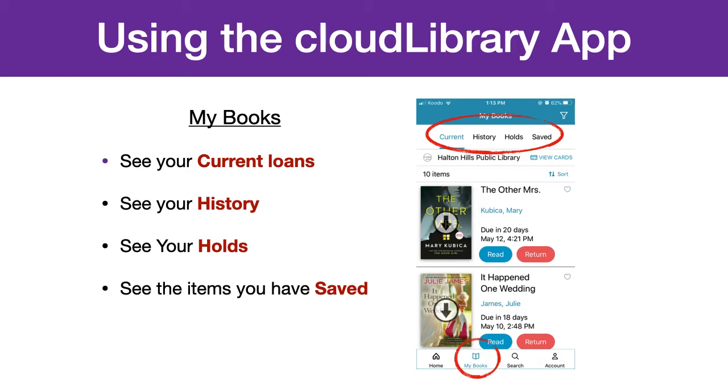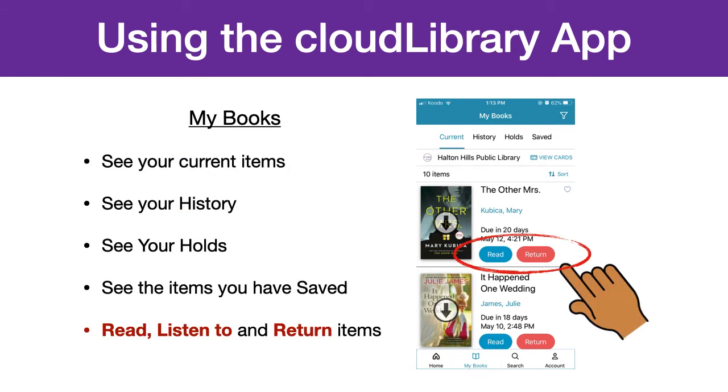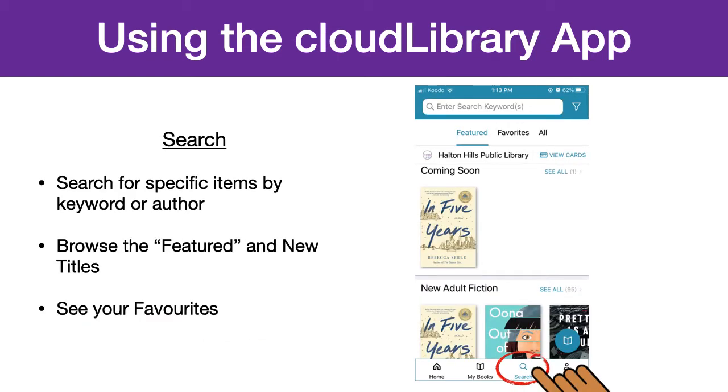We will start with My Books. Under the My Books menu, you can see your current loans, your history, your holds, and the items that you have saved. Under the My Books menu, you can choose to read or listen to your items and return your items early. Under the search menu, you can search for specific items, browse the featured and new titles, or see your favorites.